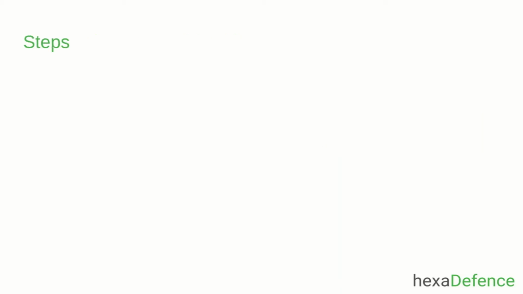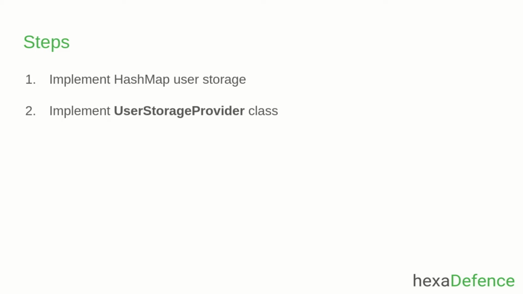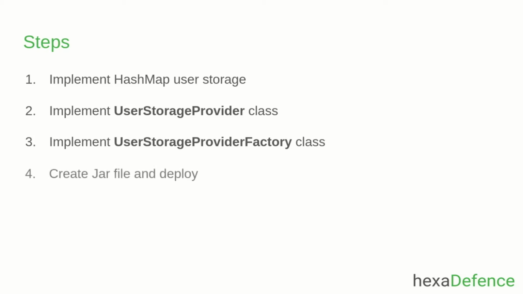Let's learn what are the steps we need to go through in order to implement this external user storage. First, we need to implement the hash map user storage. This storage consists of a Java hash map containing multiple user objects. After that, we need to implement user storage provider class and then user storage provider factory class. Once the classes are created, we need to create the Java file and deploy it into the Keycloak server. Once deployment is done, we can test our setup.